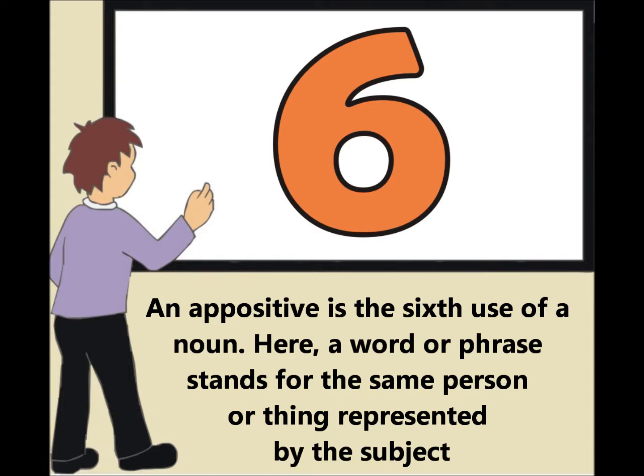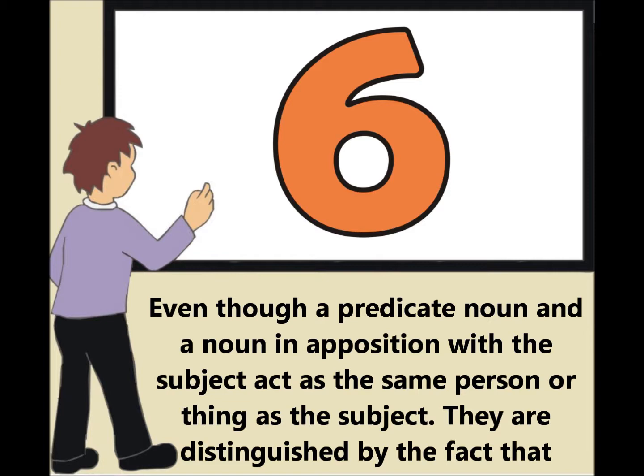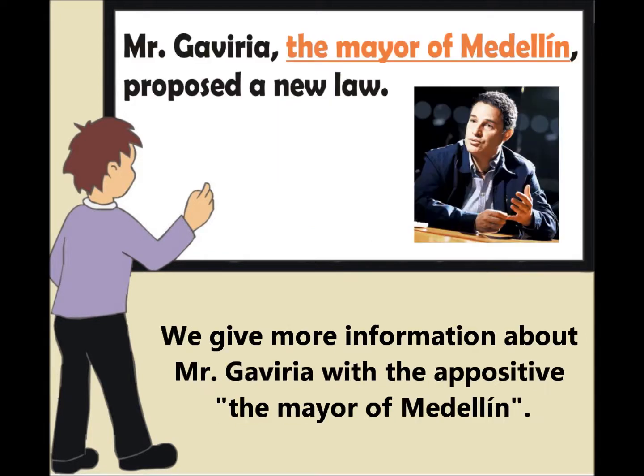The appositive is the sixth use of a noun. Here a word or a phrase stands for the same person or thing represented by the subject. It explains, identifies, or gives information about that word. The appositive is set off from the sentence by 1 or 2 commas. Even though a predicate noun and a noun in apposition with the subject act as the same person or thing as the subject, they are distinguished by the fact that the predicate noun is connected with the subject by a verb. For instance, in the sentence, Mr. Gaviria, the mayor of Medellin, proposed a new law, we give more information about Mr. Gaviria with the appositive, the mayor of Medellin.